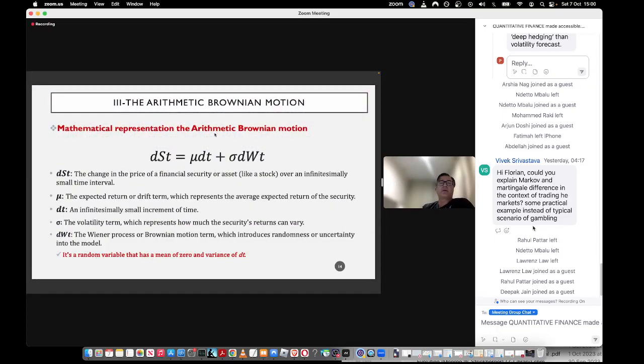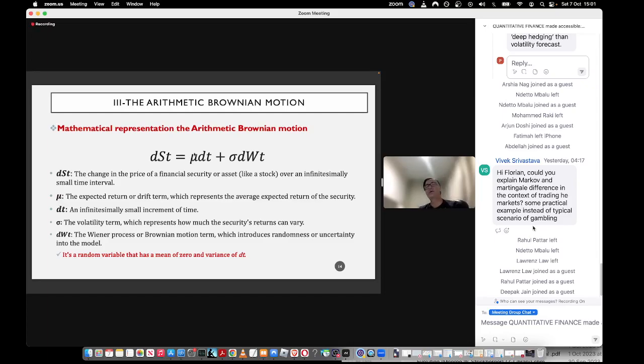The mathematical representation of the arithmetic Brownian motion is this. What does it mean? I think all of you have seen this equation. That d means a very small increment. The small increment of the price change is due to this part, which is the deterministic part, and here the diffusion part, which is in fact the volatility part, the random part. The deterministic part is multiplied by a small time interval.